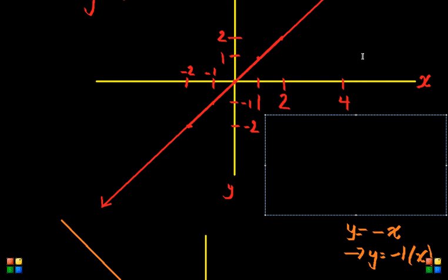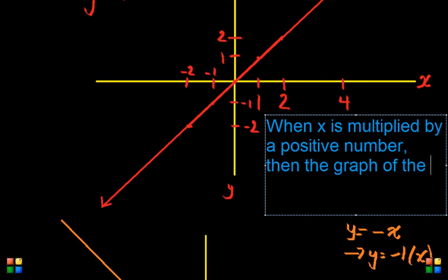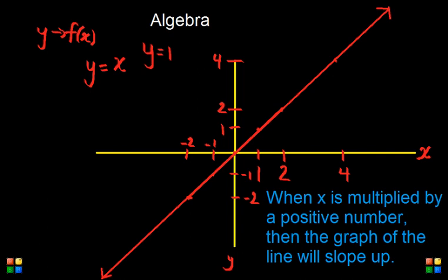So when x is multiplied by a positive number, then the graph of the line will go up. Well, slope up, let me say. Slope up. See that? This is a basic algebra concept about graphing.